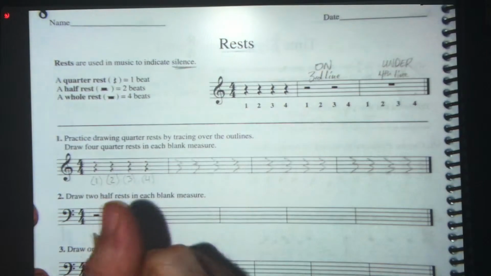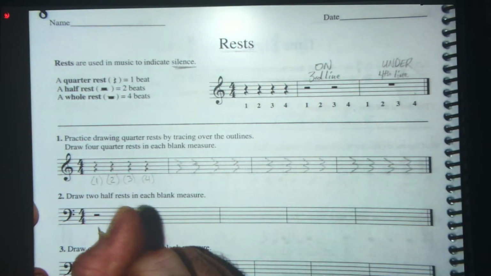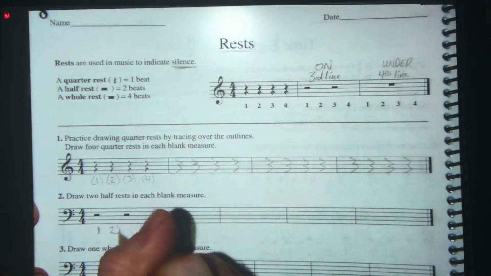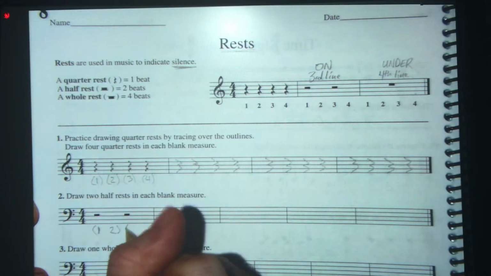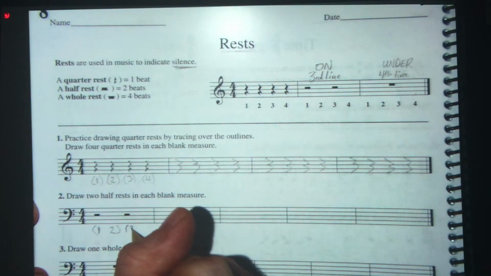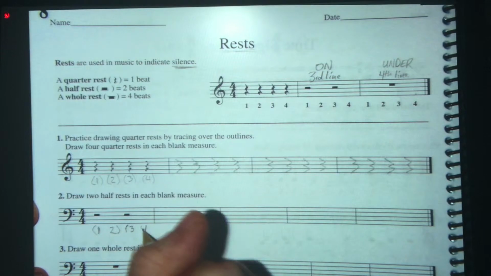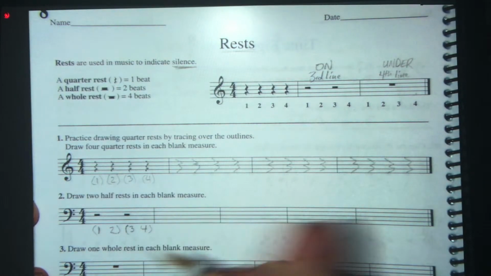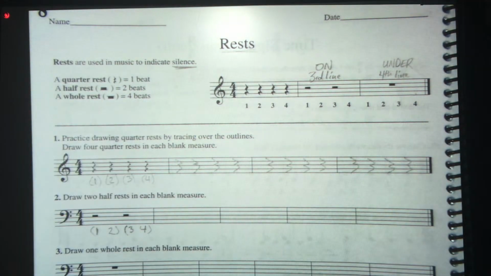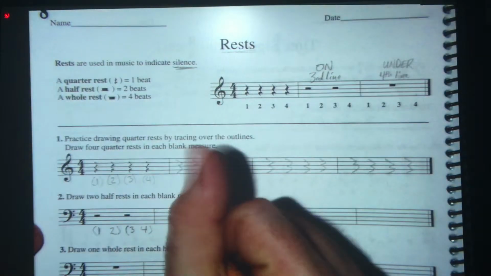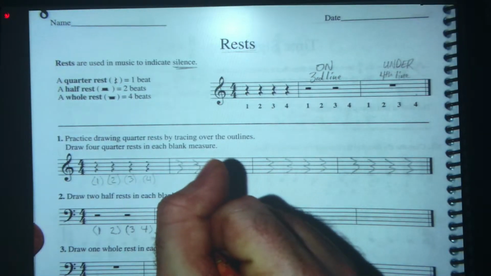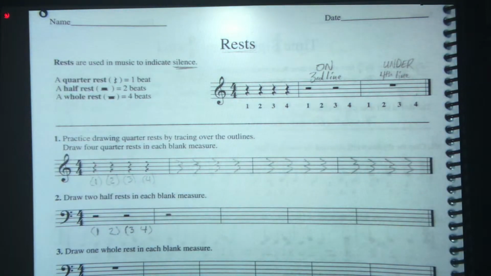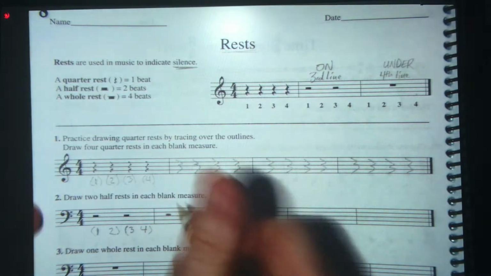For number 2, this would be 1, 2. I'm going to draw it like this. This would be a half rest too, but it would start on beat 3 and carry through 4. So we do the same. Second measure, need to space them out so it begins on around beat 1. Notice on the half rest I go to about the middle of the third space. I'm not touching. I'm not filling out.